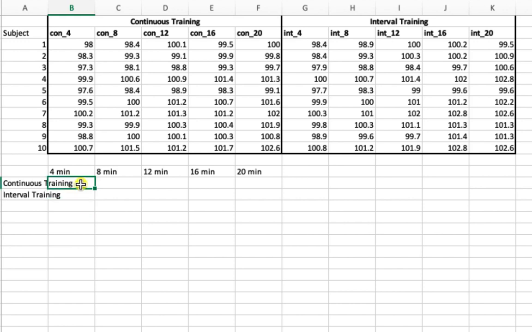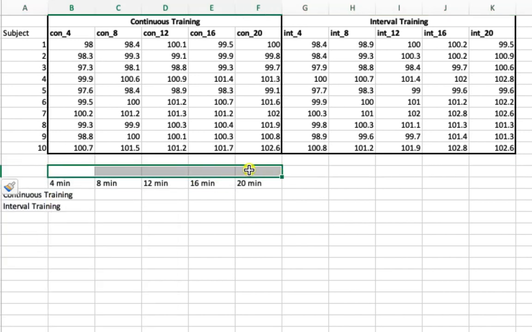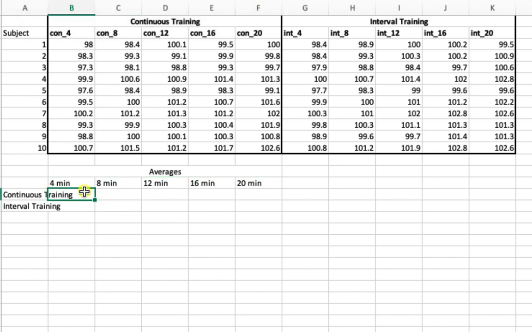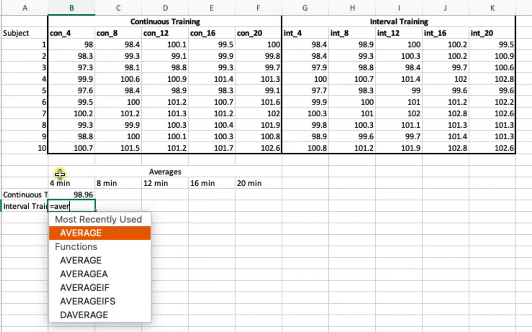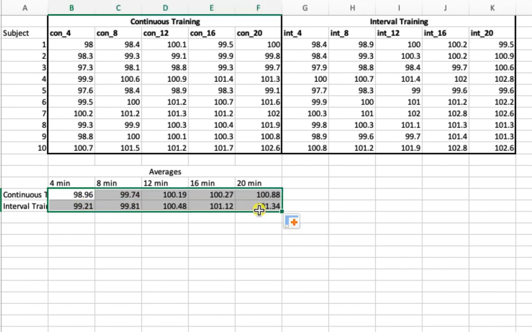In these cells here, I then can calculate the means for each respective group. So this first table is going to be my averages, which I can insert a row if that helps keep you guys organized. Okay, and I can simply calculate my average for continuous at 4 minutes, my average for interval at 4 minutes, and then I can copy these across.